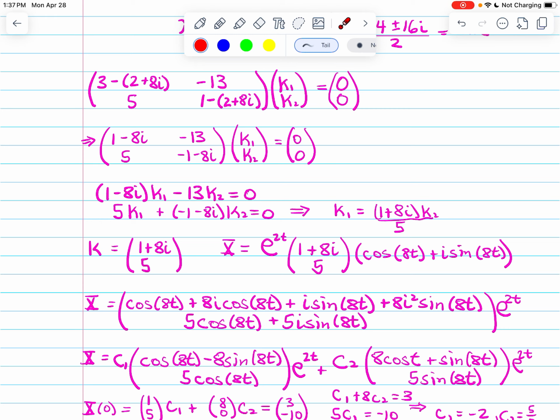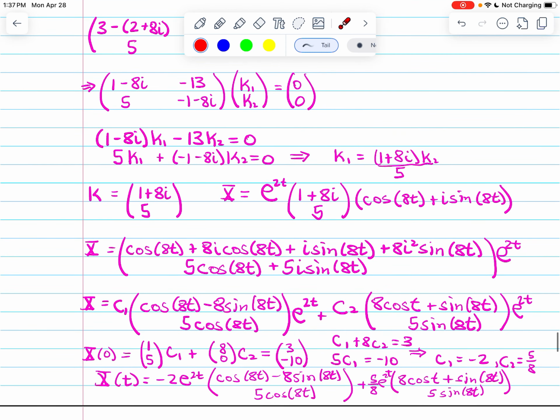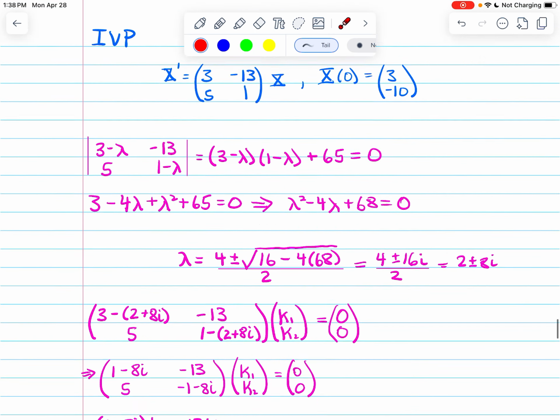And dig that I've got an i squared there, so that's going to be a -1. I take all the real parts and put them in this vector over here. I take all the imaginary parts and put them in this one over here. And if you do that, this is what you get. So there is my solution. There's my general solution. Now, what I want to do is address the initial condition.